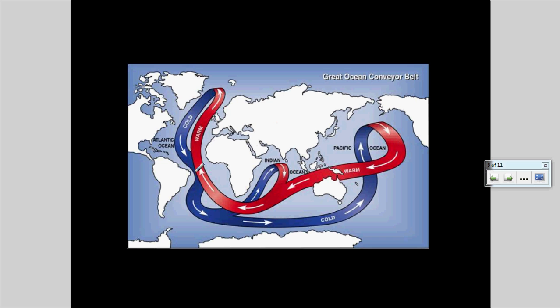If it weren't for this, all of the solar radiation coming in at the equator would build up, becoming too hot. That warmth would not be transported to the poles, which would be even colder. It's these convection currents that keep our climate stable.